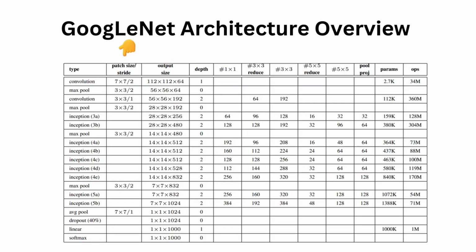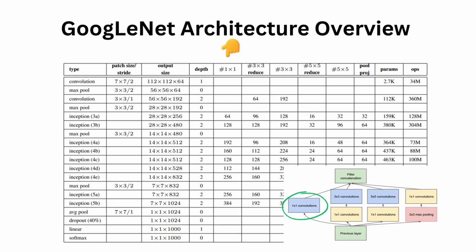In the patch size stride column, we have our various definitions of kernel and stride. Then we have the output size from a given layer. We have the depth of a layer, meaning how many layers within that layer there are. Then it's the number of output filters for the first branch. This is the output filters for the 1x1 convolution that does dimension reduction before the 3x3. Same for this column, but for the 5x5.